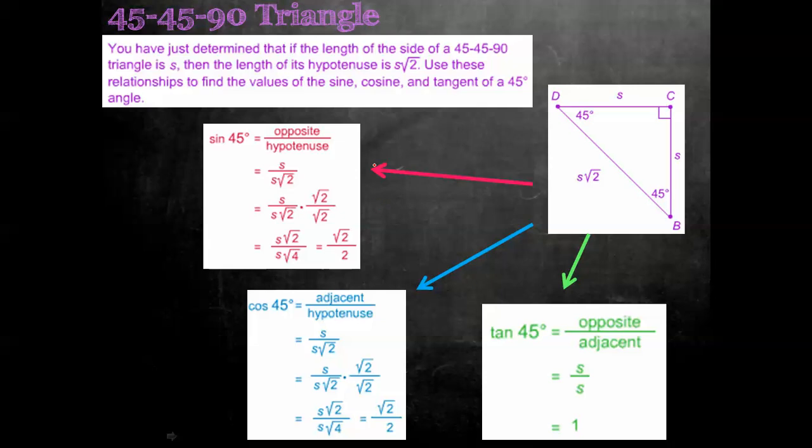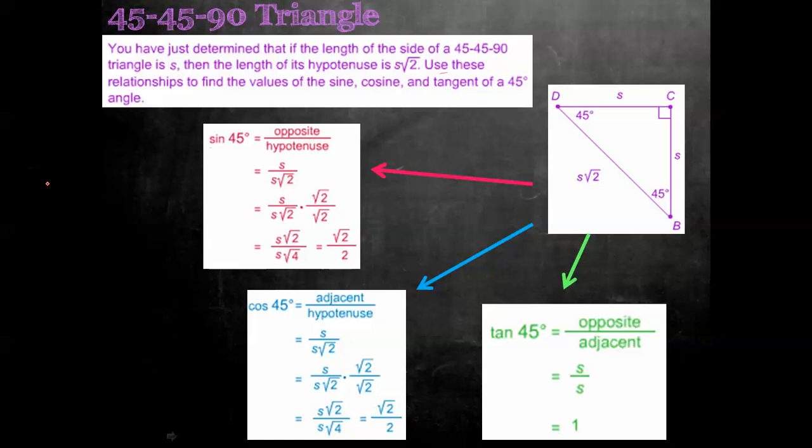So we have determined that the side lengths in a 45-45 triangle are S for the lengths of the legs, and then the hypotenuse is S square root of 2. So we're going to use these relationships to find the values of the sine and cosine and tangent of a 45-degree angle. So if you notice here, what we did is we said sine 45, right?